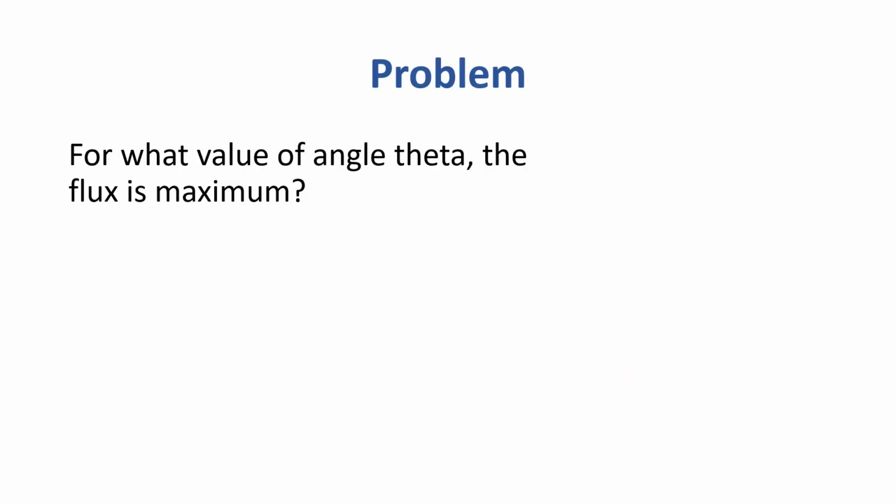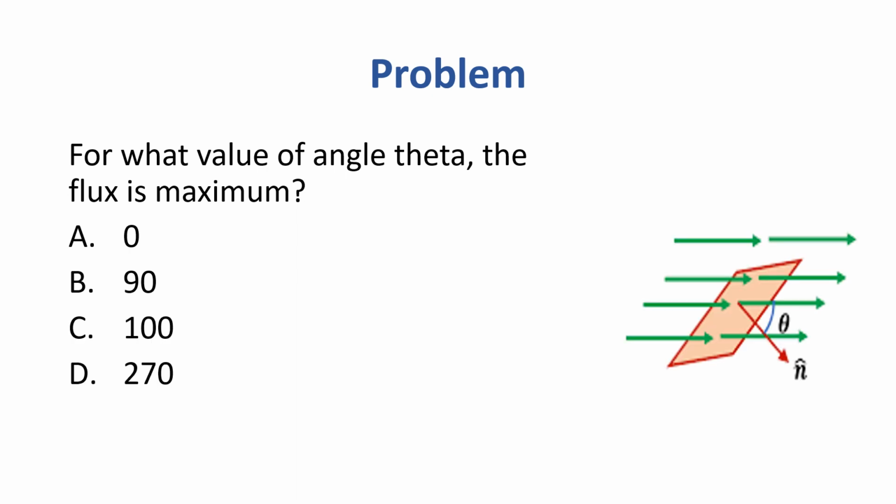So here we see a problem. For what value of angle theta the flux is maximum? Option A 0 degrees, 90 degrees, 100 degrees या 270 degrees. यहाँ पे आप फिगर में देख सकते हैं here is an area. ये magnetic field lines की force की जो lines हैं these are shown by the green colors. Here is the angle theta जो कि area vector और magnetic fields के दरमियान है. So for what value the flux is maximum? The correct option is option A 0 degrees.